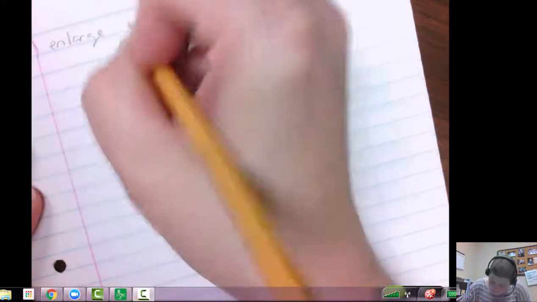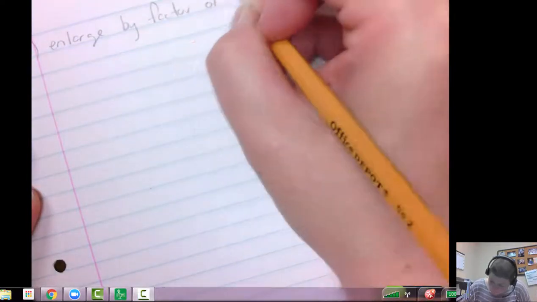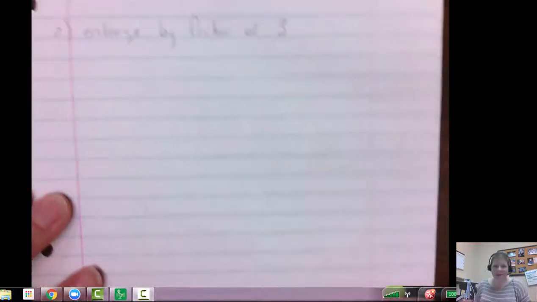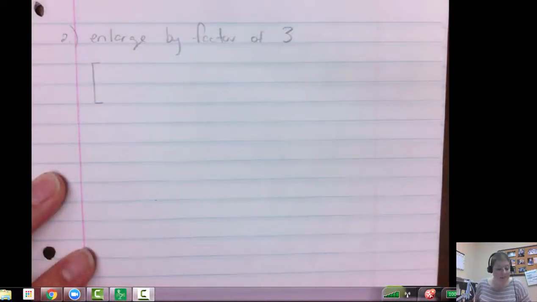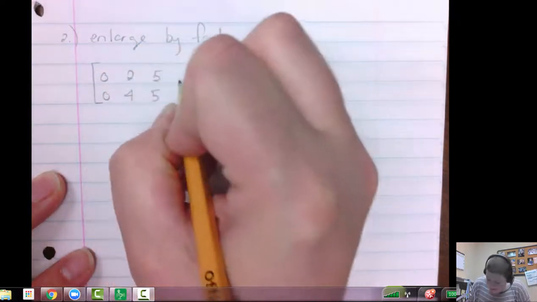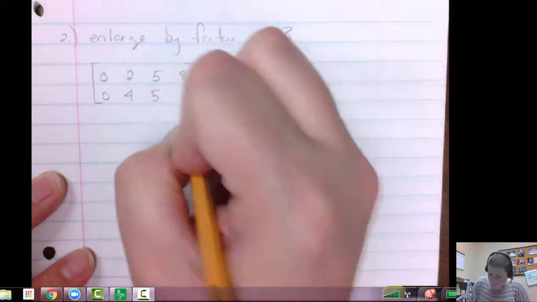Let's look at my next example I have here. What if I want to enlarge something by a factor of 3? I'm already going to list my points in that matrix. So some of your questions will already have the points in the matrix form, and some of them I think just start with the points and you put them in.